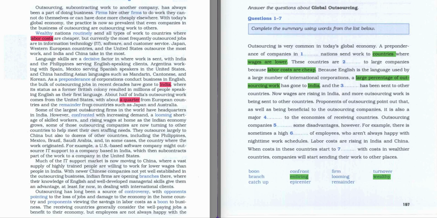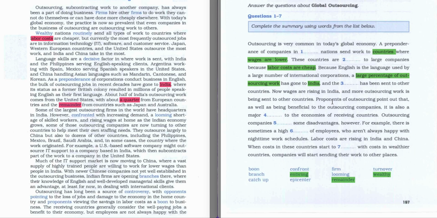And as a reminder, countries such as Japan and Australia are other countries, compared to India. So the answer to the third question is going to be reminder. So let's highlight it here as well, and we go further. Now wages are rising in India, and more outsourcing work is being sent to other countries.